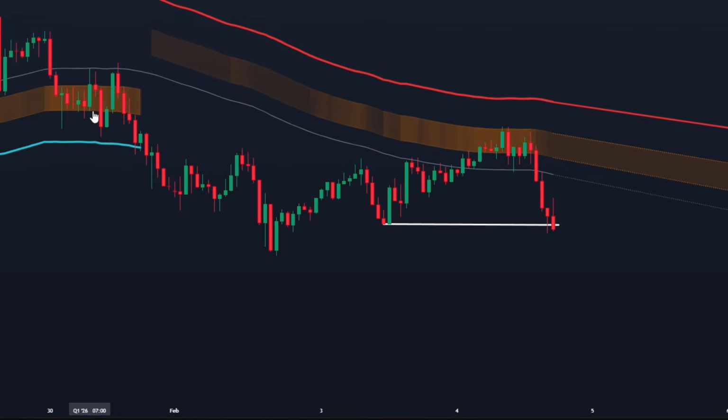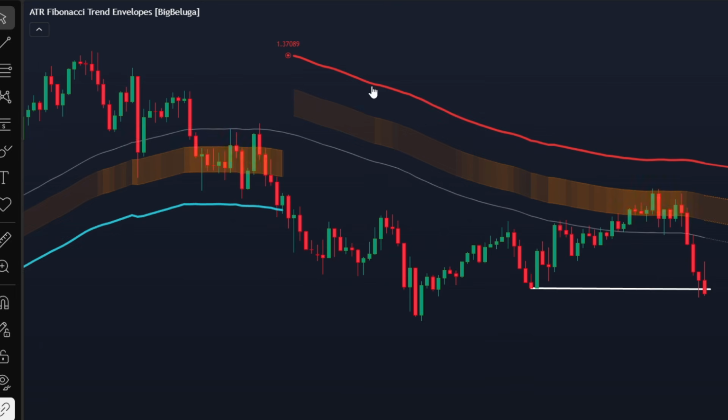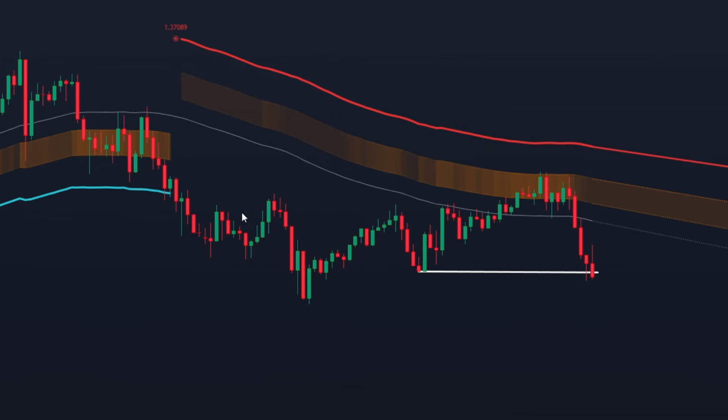Let's start with the sell setup. Suppose price was above the line, then the line flips red and moves above price.